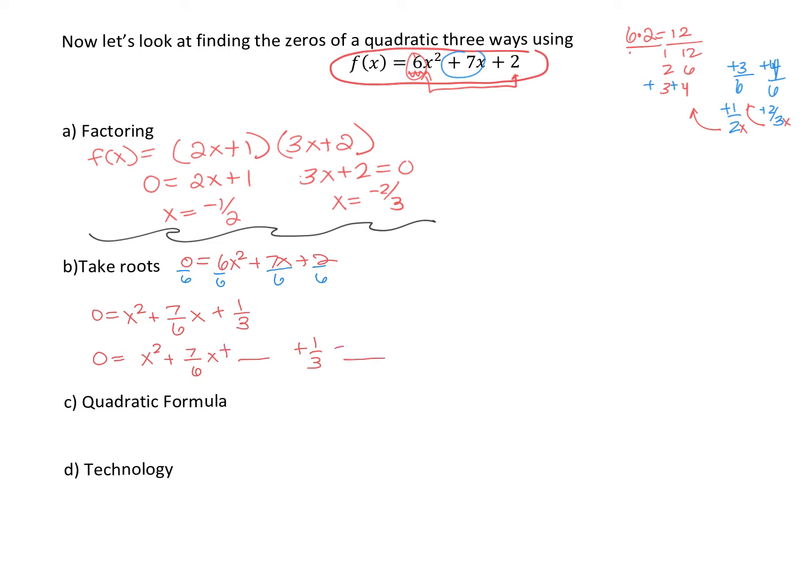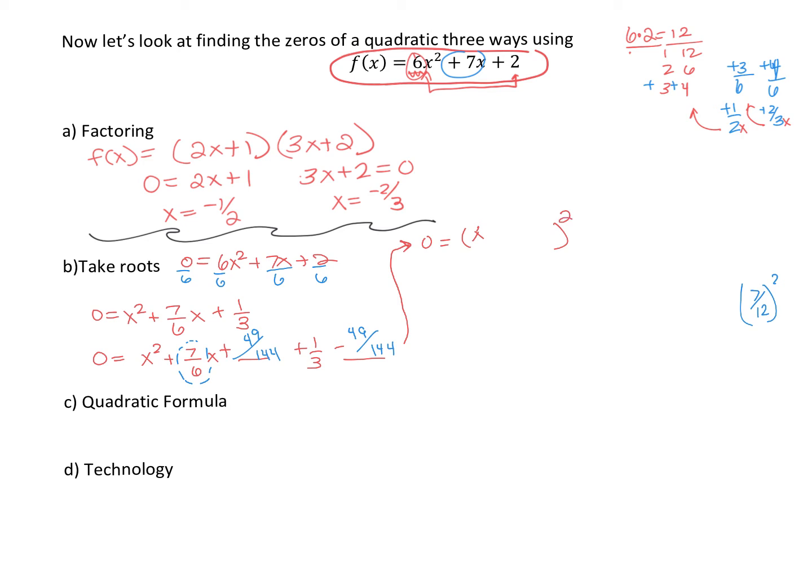Now, I take half of this middle term, which is 7/12. So let me put that over here, 7/12, and we're going to square it. So that's going to give us 49/144. Simplifying this, we're going to have 0 equals x, now, factoring as we go.